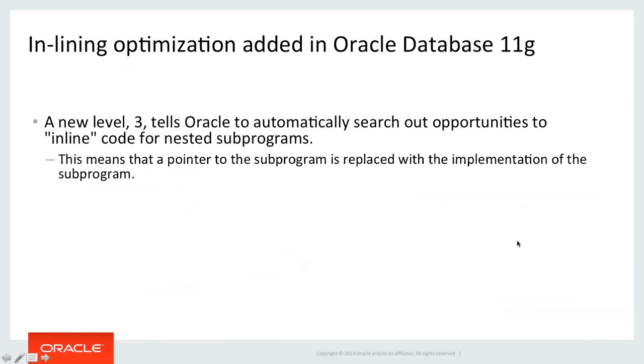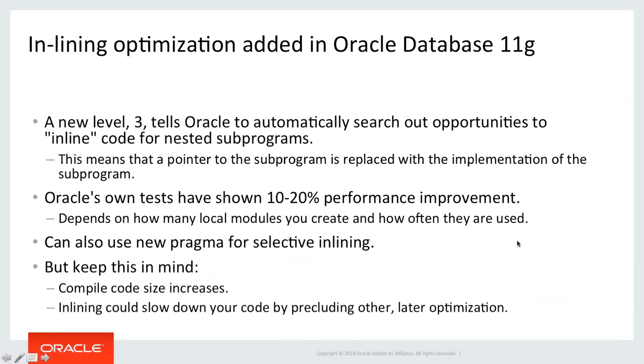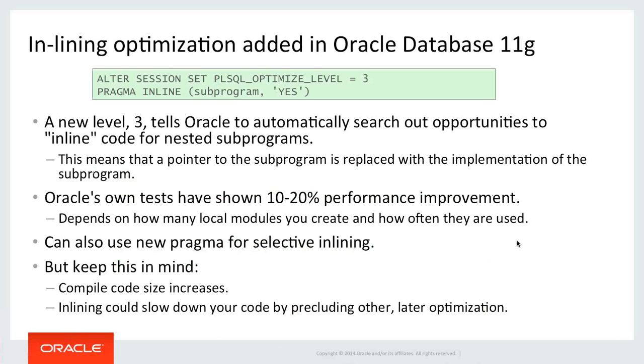Now, it's true that in Oracle 11g, Oracle added a new level of optimization, which is level 3. And that allows you to do inlining of local subprograms. So basically, if you've created procedures and functions inside other procedures and functions, the normal behavior is that when that function or procedure is called, there's a link to the actual code. It's a reference inside your compiled code. So there's a slight delay in the lookup of the code for the invocation. When you turn on inlining, it basically replaces all the invocations of subprograms with the body of code itself.